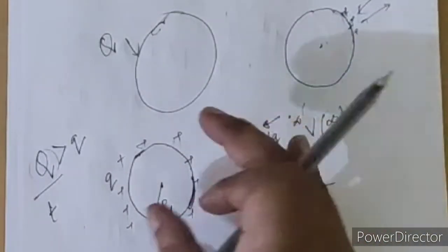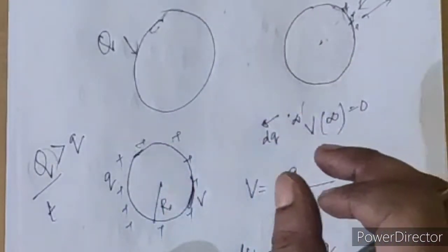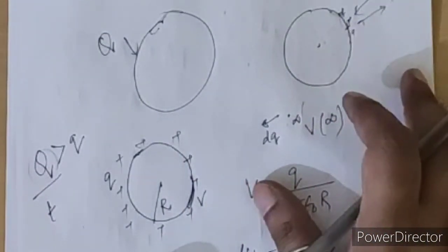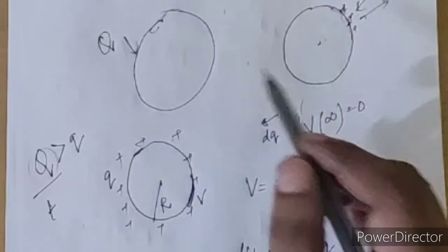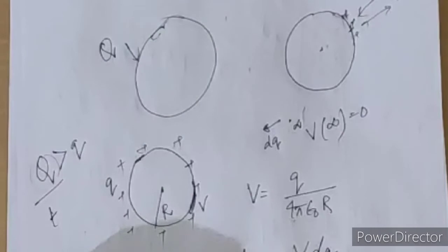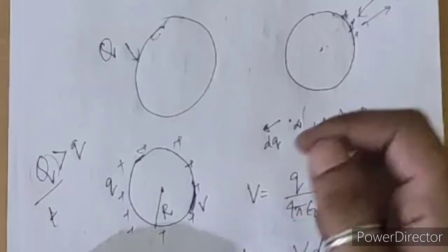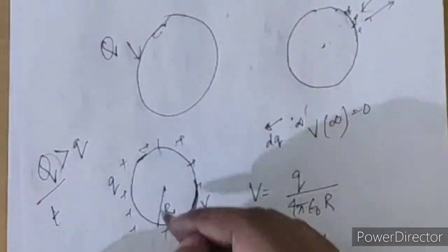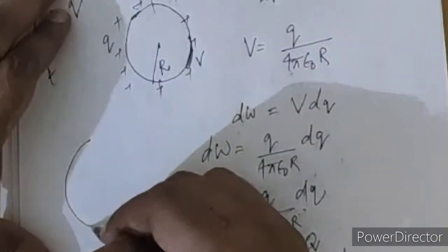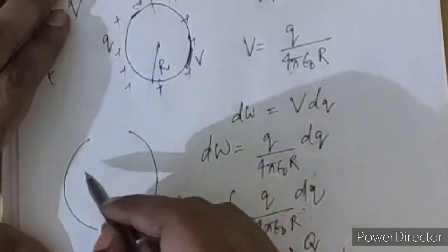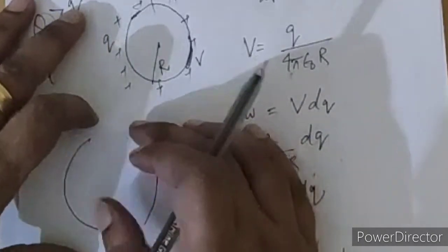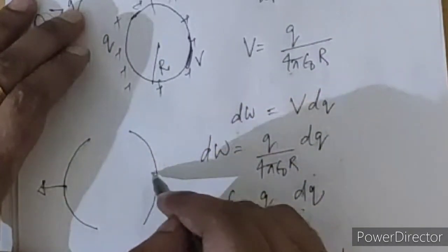Since we have done the work on this shell in making this shell, this work done will be stored as potential energy. Assume that this shell breaks down, then what will happen? This potential energy will be converted into the kinetic energy of each and every small part. So say if you cut it down from here and it becomes two parts like this, some of the potential energy will be converted into the kinetic energy of these two parts.